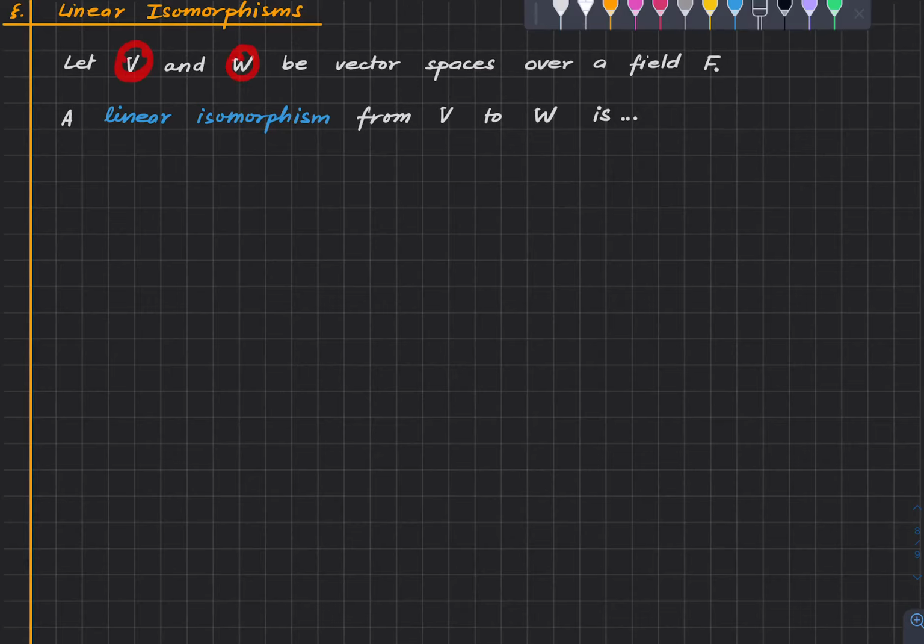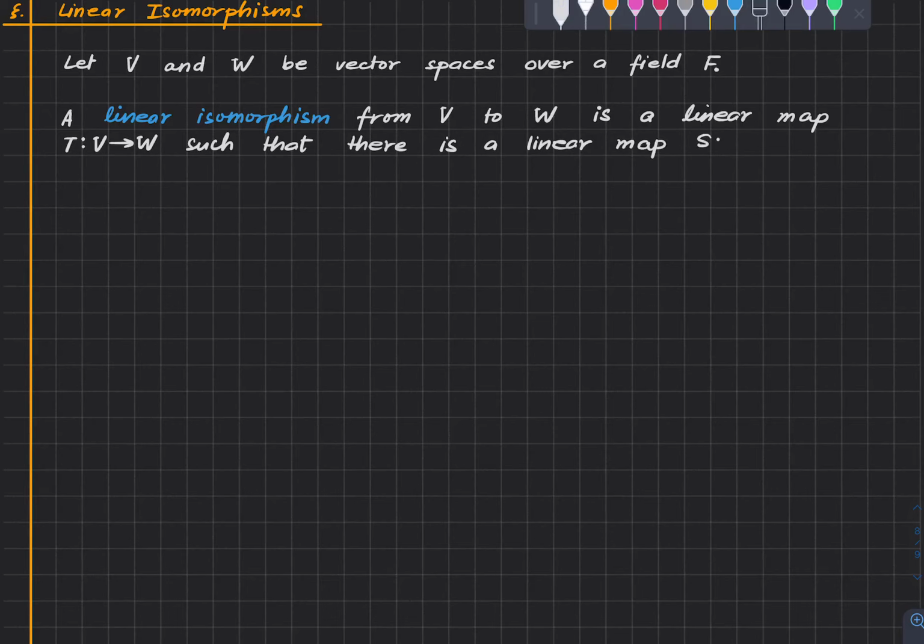Okay, so let V and W be vector spaces over a field F. A linear isomorphism from V to W is a linear map T from V to W such that there is a linear map in the opposite direction, S, satisfying S composed with T is the identity on V, and T composed with S is the identity on W.